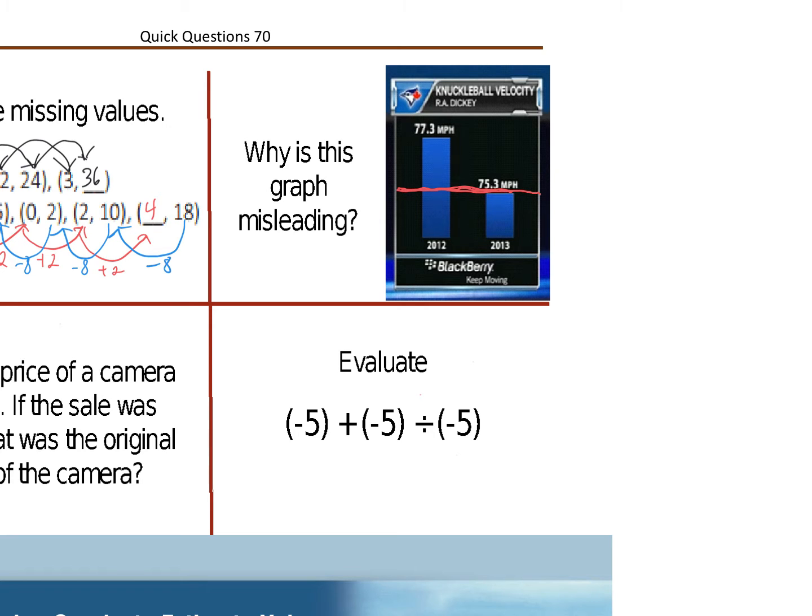you can see that this one here is only about half of this one over here. But 75.3 is not half of 77.3. What it should look like is you should have a graph that looks like this. So you'd have one bar.